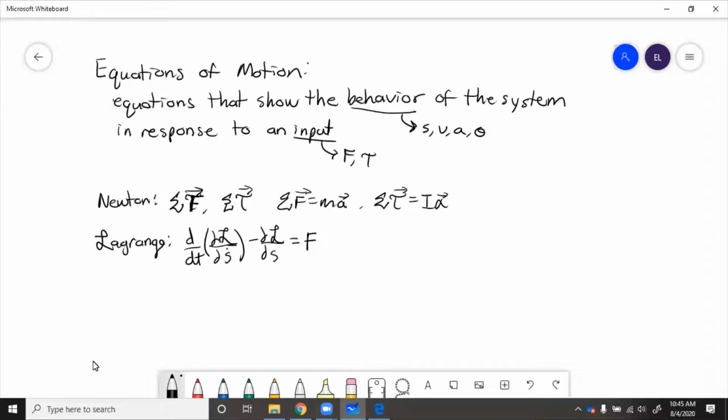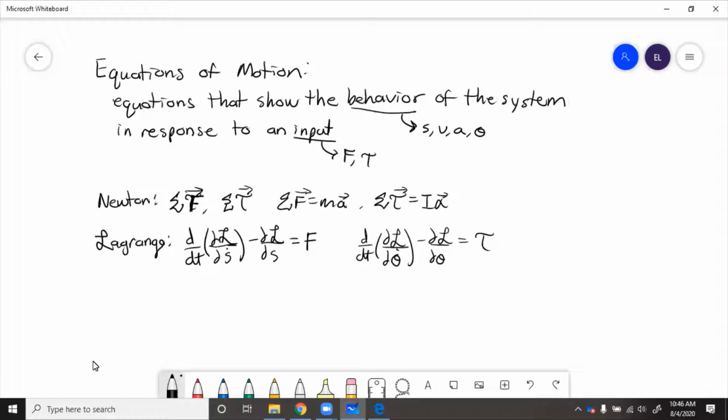okay, so he has this one for force, and then d/dt of ∂L/∂theta dot minus ∂L/∂theta equals torque. So this would be external force and torque.